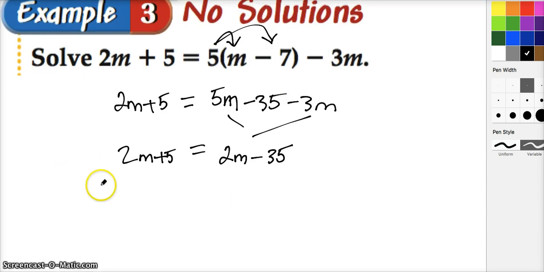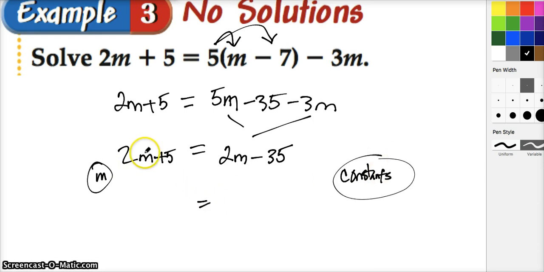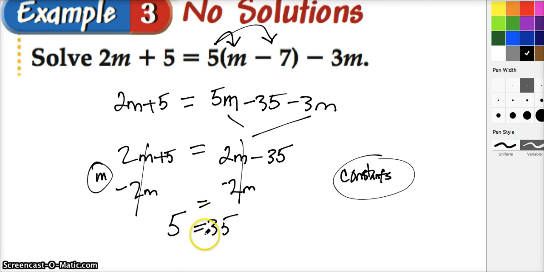Let's say we want our m terms on one side and our constants on the other. Right now, your mathematical spidey senses should be tingling and saying something ain't right. So let's say I got rid of the 2m on both sides, like that. When I do that, I get that 5 is equal to negative 35. And right now you should be saying, wait, what's going on?